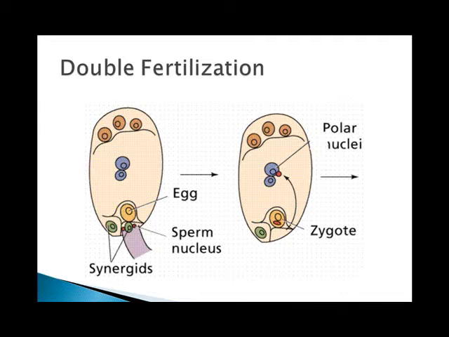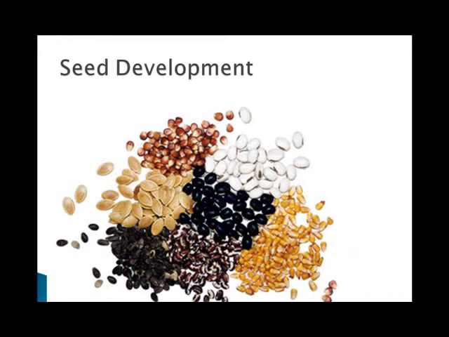The endosperm is what feeds the embryo. So following pollination and fertilization, two major developmental steps occur in the life cycle of flowering plants, which do not occur in the mosses or ferns.